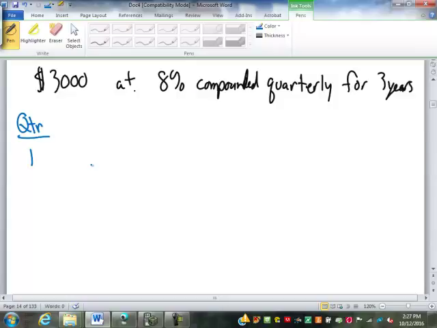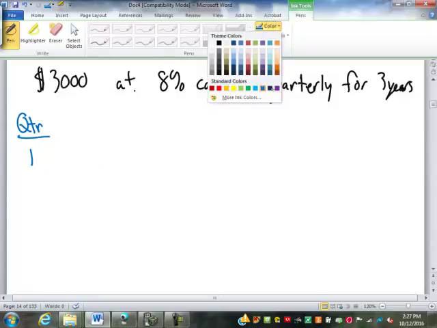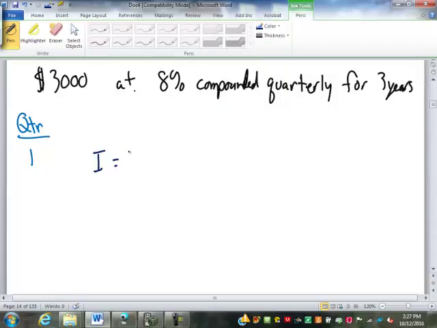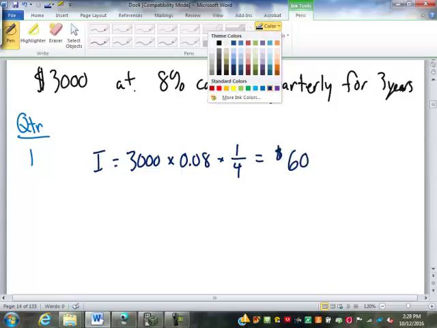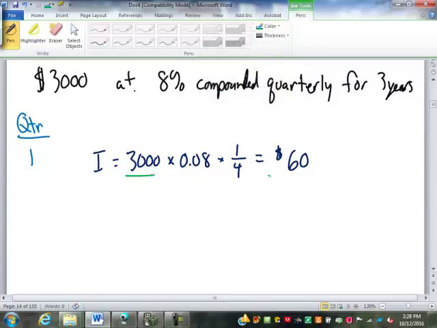So in quarter 1, the amount of interest is going to be that balance of $3,000 times my rate, which is 0.08, times my time, which is going to be 1/4 of a year, so 1/4. So I figure that out. What do I get? $60 of interest. So what that means, take 3,000 plus 60, my ending balance there is $3,060. And I start quarter 2 with $3,060.